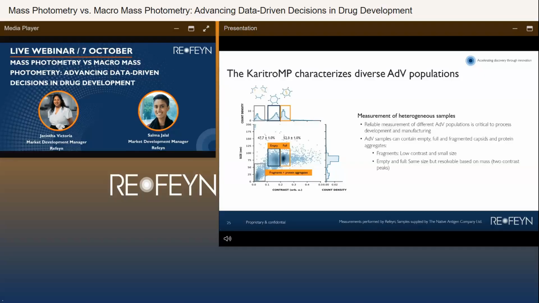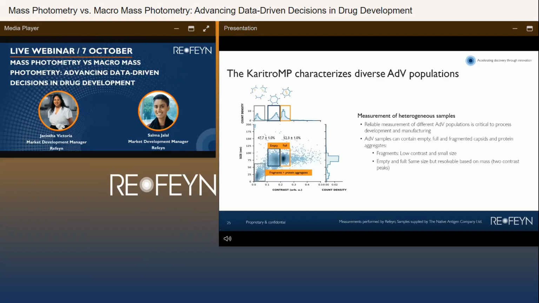As you can see up there, you have the empty and the full populations. So they are both of the same size, but they differ based on the contrast. So your full population, which contains your gene of interest, has a higher contrast, and that's how it's distinguished on the contrast scale from the empty or partially full capsids.